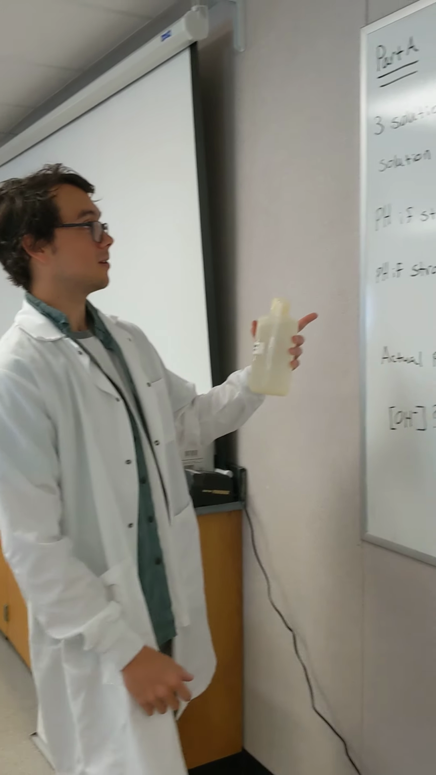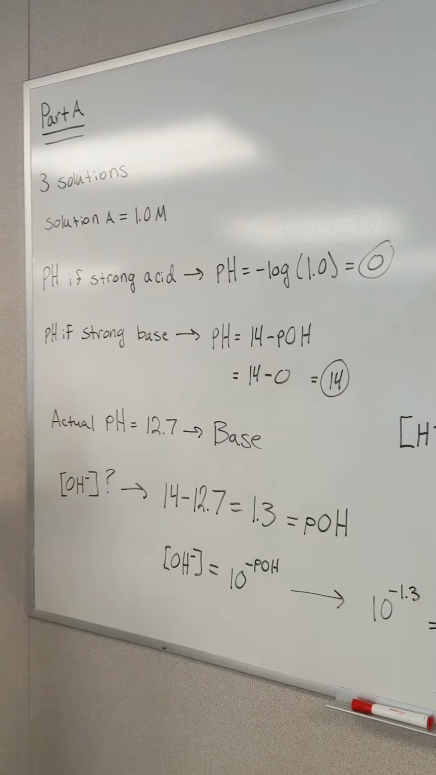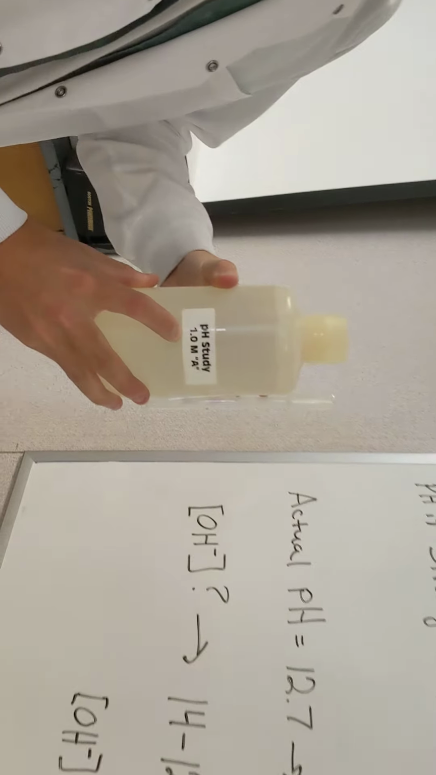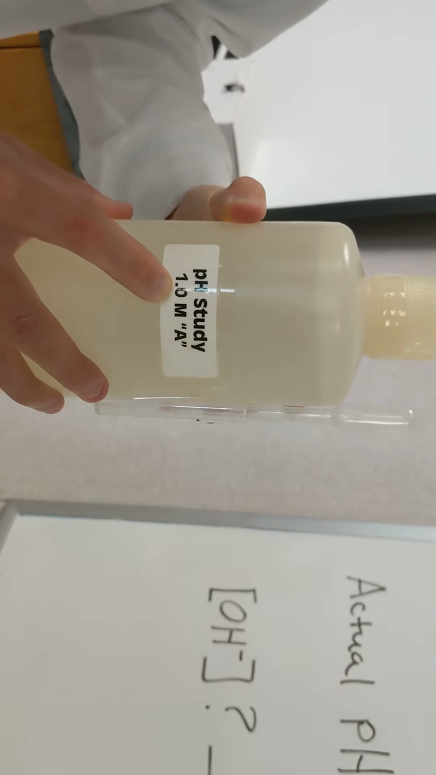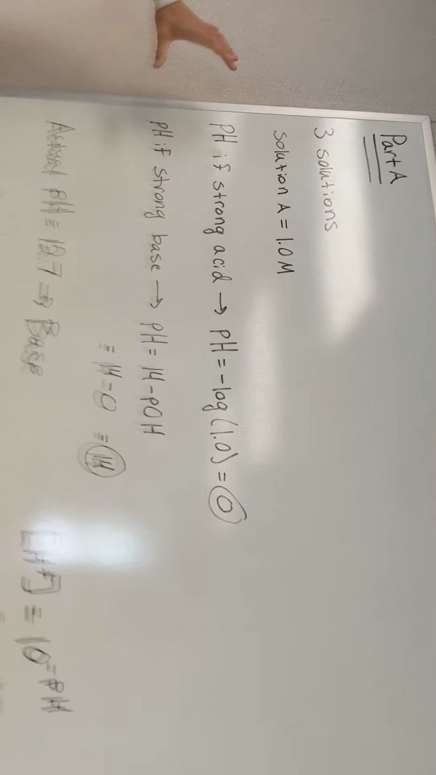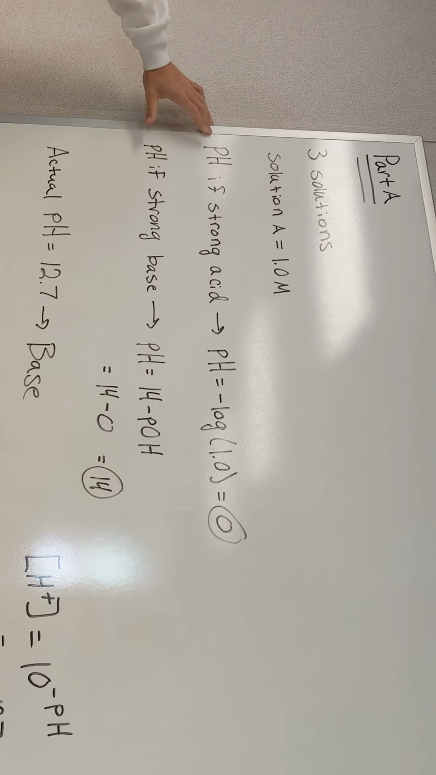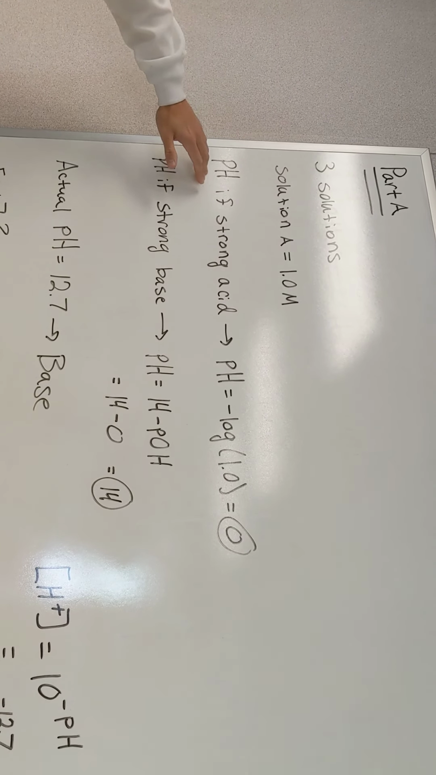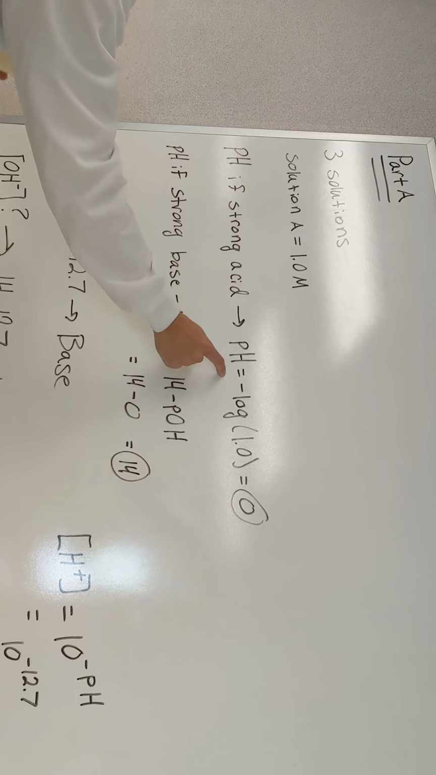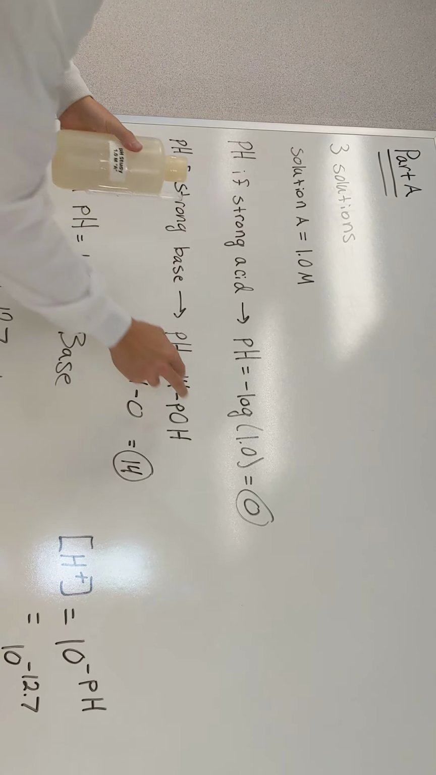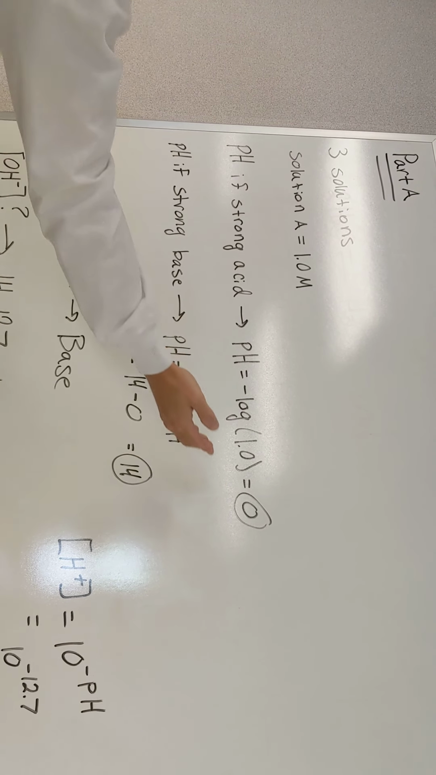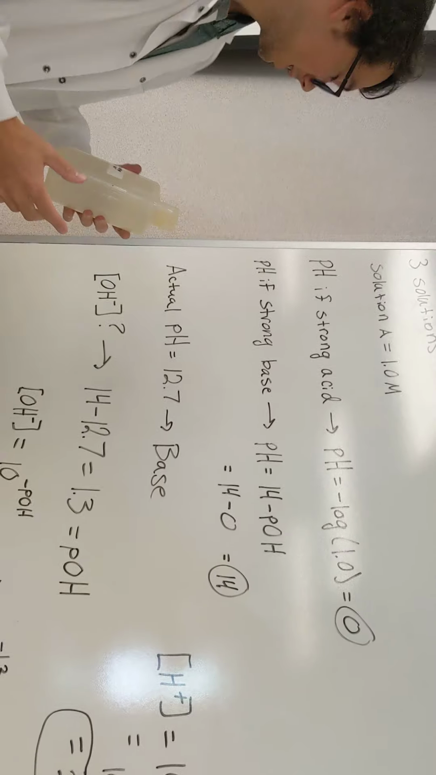Alright, so basically what we did there, we had three solutions. We just showed one. So we picked solution A. It was right here. As you can see, we got the concentration straight off the bottle is 1.0 molar. So from that, we did two calculations. We are finding the pH if it was a strong acid. So basically all you do, you say pH is equal to the negative log of what's off of that bottle. So 1. And you get a pH of 0. So if it was a strong acid, you'd have a pH of 0, which makes sense.